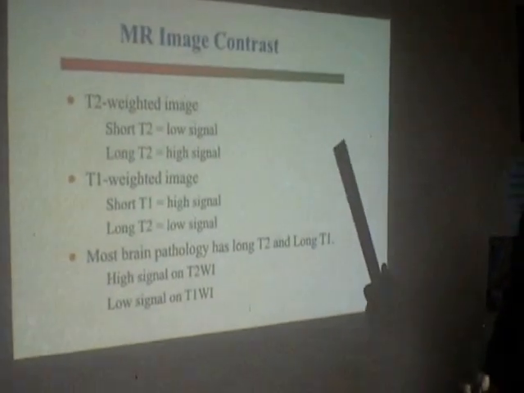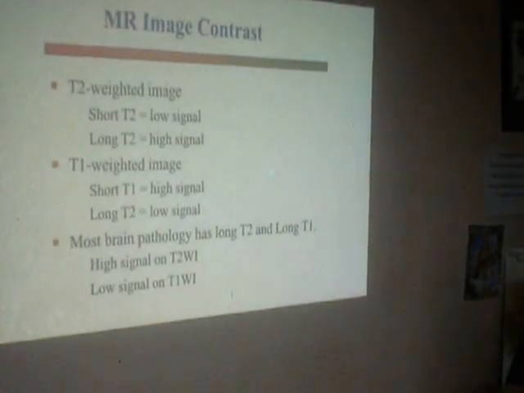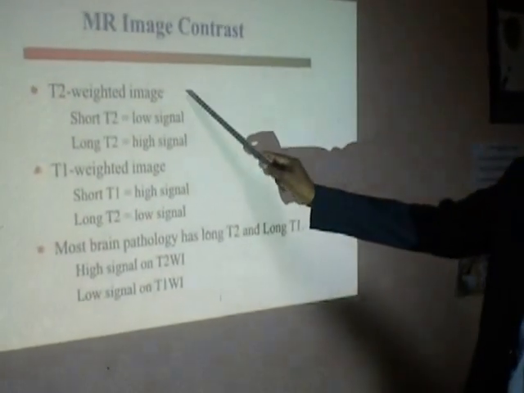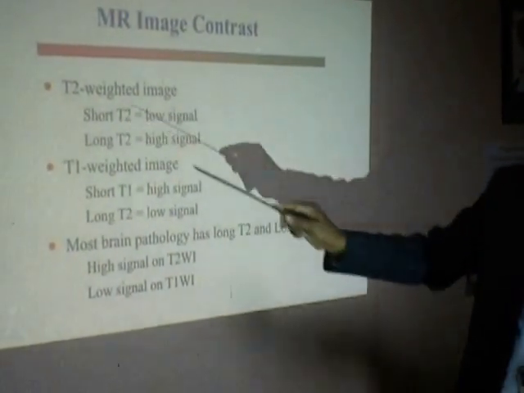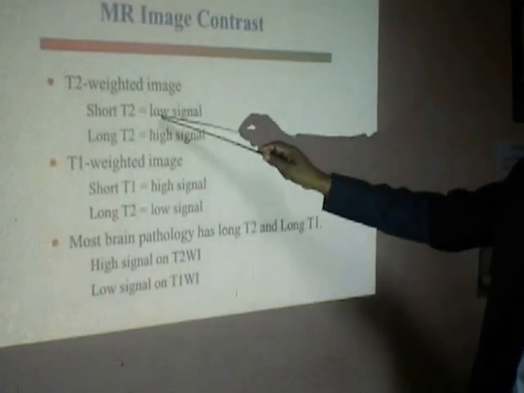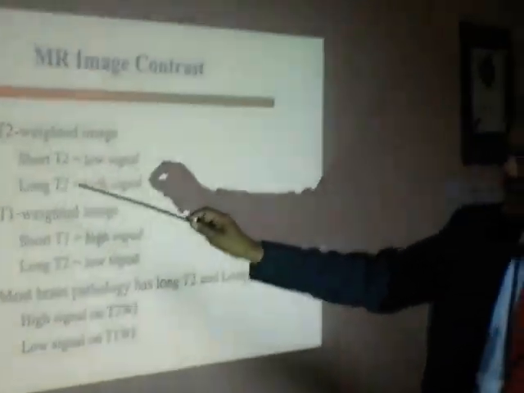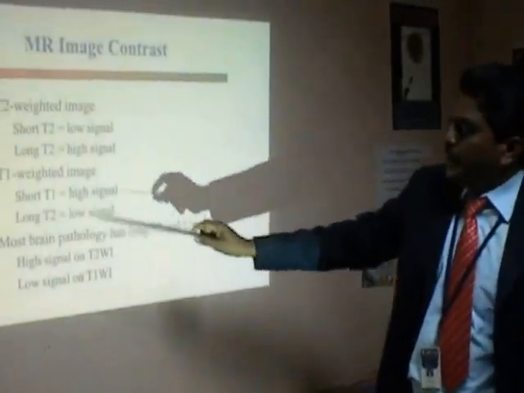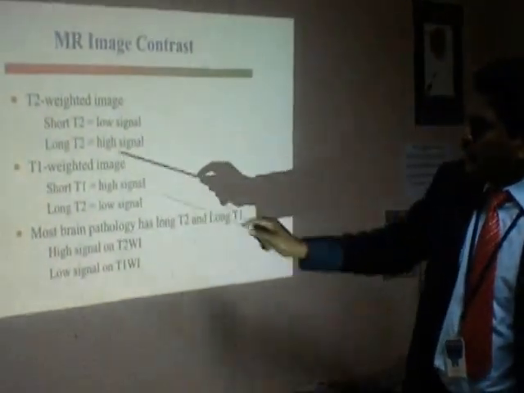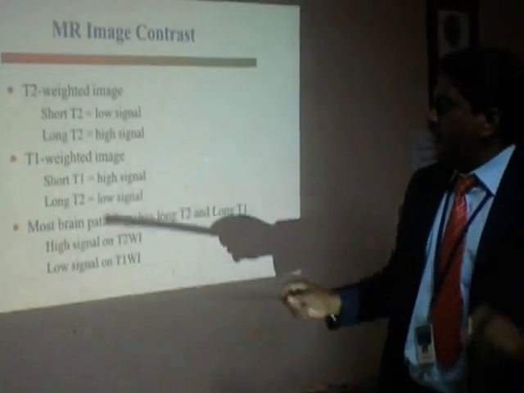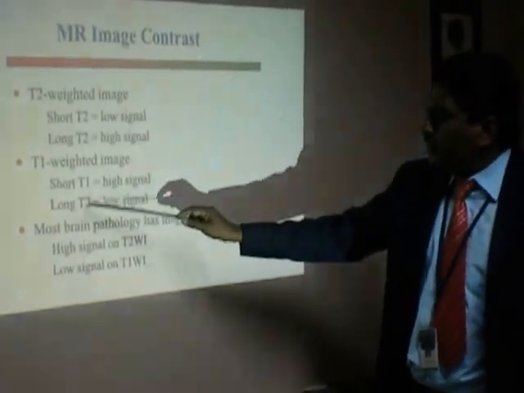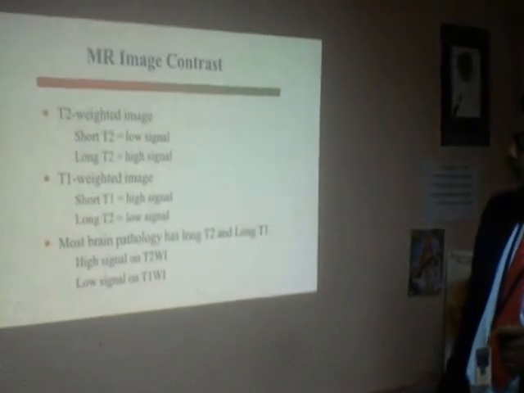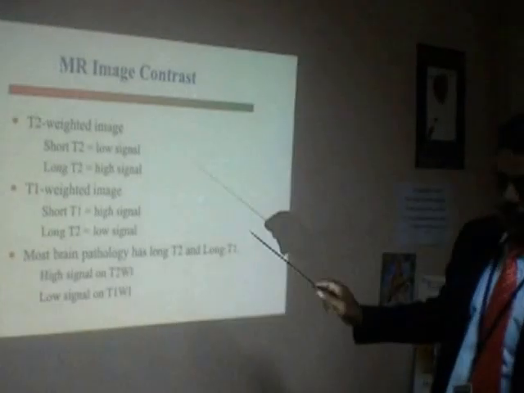Now, the MR image contrast is based on T2 weighted and T1 weighted images. In a T2 weighted image, if the duration of T2 is short, that means a low intensity signal. If the duration of T2 is long, that means a high intensity signal. In the same manner, in a T1 weighted image, if T1 is short, that means a high intensity image. If T1 is long, that means a low intensity image. Then, most brain pathology has long T2 and long T1.